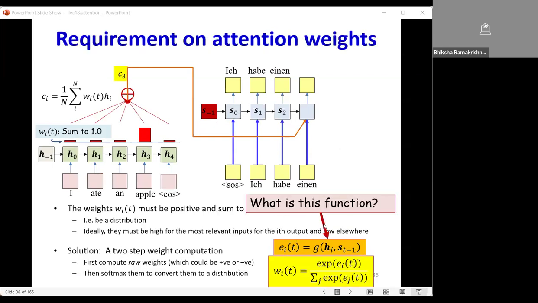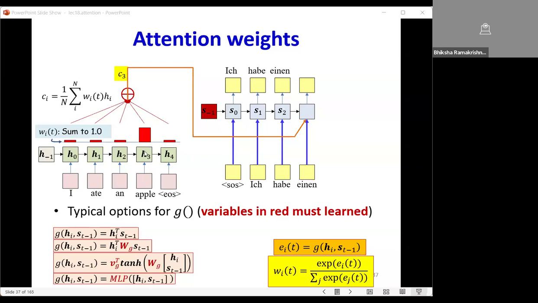Okay. So let's look at how we would get this raw weight. There are different functions. The simplest thing is to say I'm going to compute an inner product between the state here and the hidden state here. That only works if H and S have the same size. If they have different sizes, then you have to stick a matrix in between the two, and you'd be computing a matrix inner product because this guy must be a scalar, right? And so this matrix can be learned.